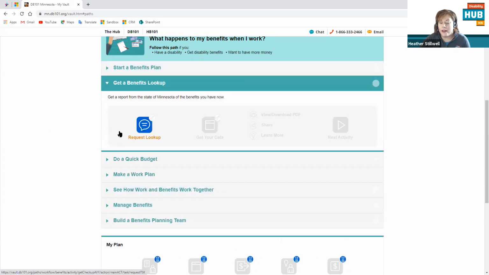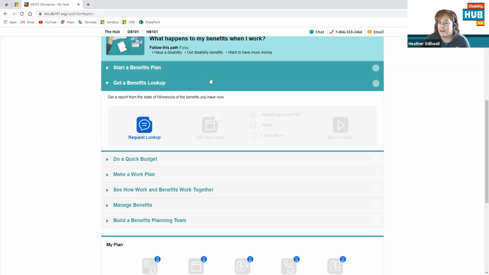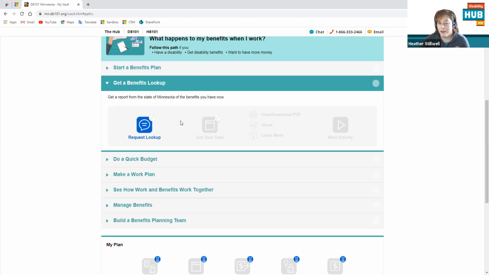This next one is a really nice tool to have. It allows you to request a benefit lookup, and what that will do, it will send a message to DHS, and they will send a report back to you letting you know what your current benefits are. So if you have medical assistance or if you have a waiver, they will give you that information. However, you can only do this for yourself. Someone else cannot do this on your behalf, and you can't request one for someone else. You can only look at your information, and then that information is reported back to you. And again, the vault is secure, so no one else will have access to it other than you.